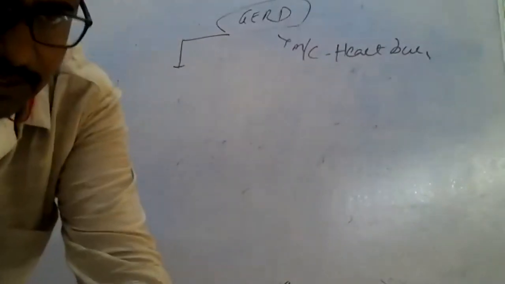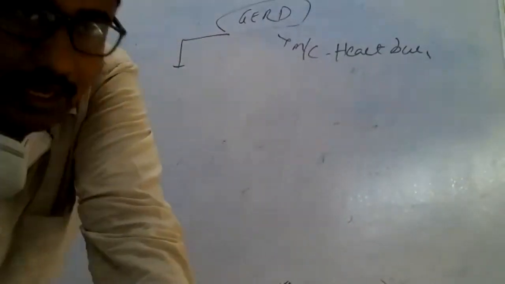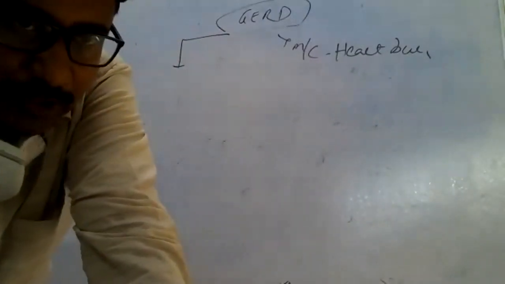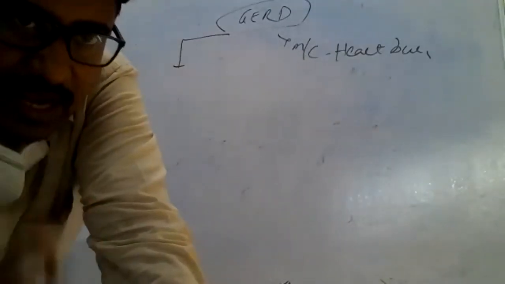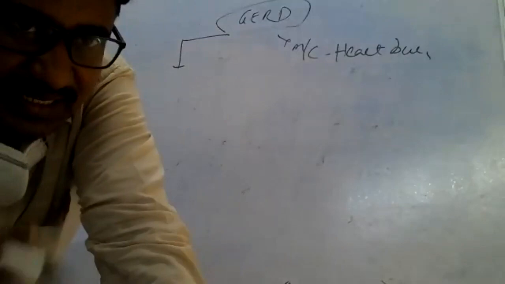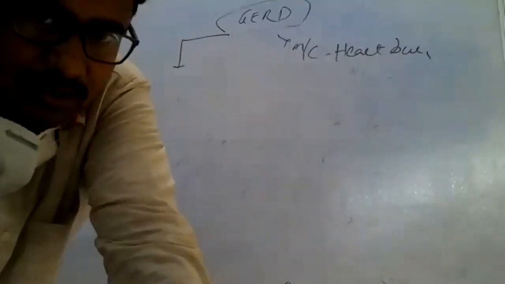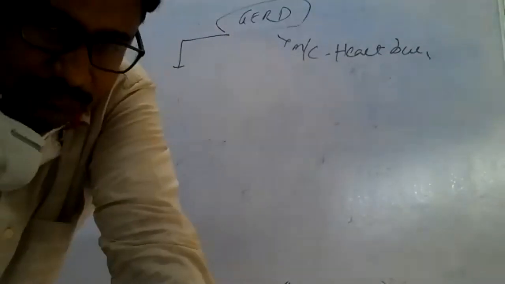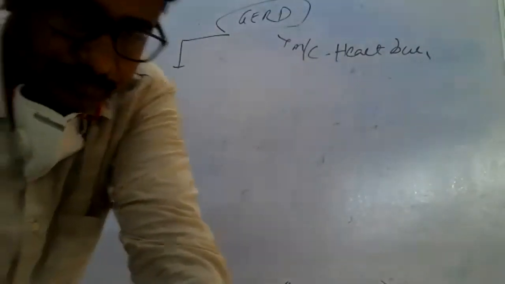So you have taken all the precautions, that is head end of the bed elevation, you have stopped taking coffee and tea, and you have been taking pantoprazole for 6 months, but there is no improvement in the gastroesophageal reflux disease. It is still coming. So what surgery will you advise the patient to take? Can anyone write the name of the surgery? Do you have any idea?